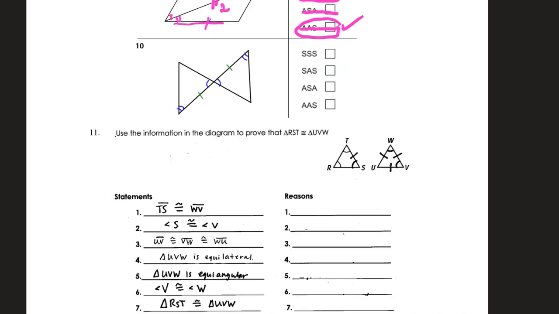For number 10, we have the two triangles. We have triangle 1 and triangle 2. We do have this marking, which is the included side. And we have two markings here, two markings here. So these angles are congruent, and this angle is congruent. So definitely not side, side, side, not side, angle, side. Actually not angle, angle, side. So it's going to be angle, side, angle.